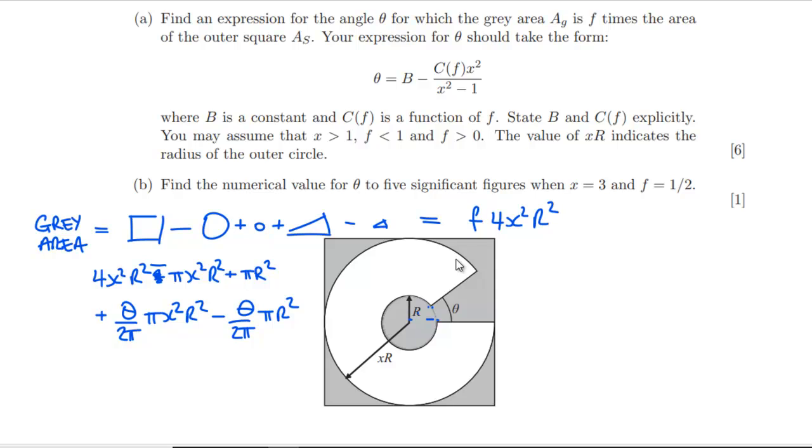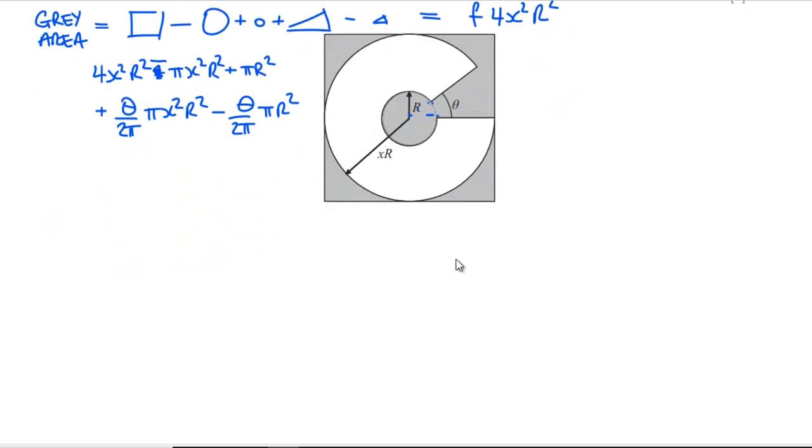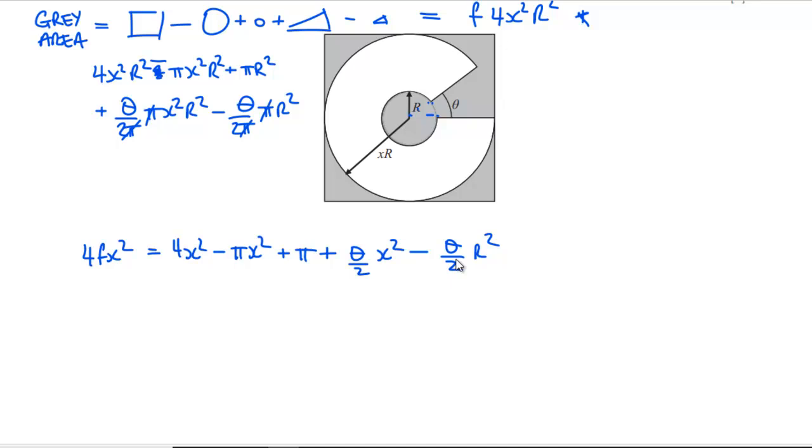Well, we can get rid of R squareds everywhere, and at least I can get a bit more space to try and figure all this out. So we've got 4fx squared, that's our bit up here, and that is going to be equal to 4x squared, just get rid of all the R squareds, pi x squared plus pi, those pi's are going to cancel there. So theta over 2x squared minus theta over 2r squared. I could really do with getting rid of these over 2's, I think. A 2 there, a 2 there, an 8 there, and an 8 there.